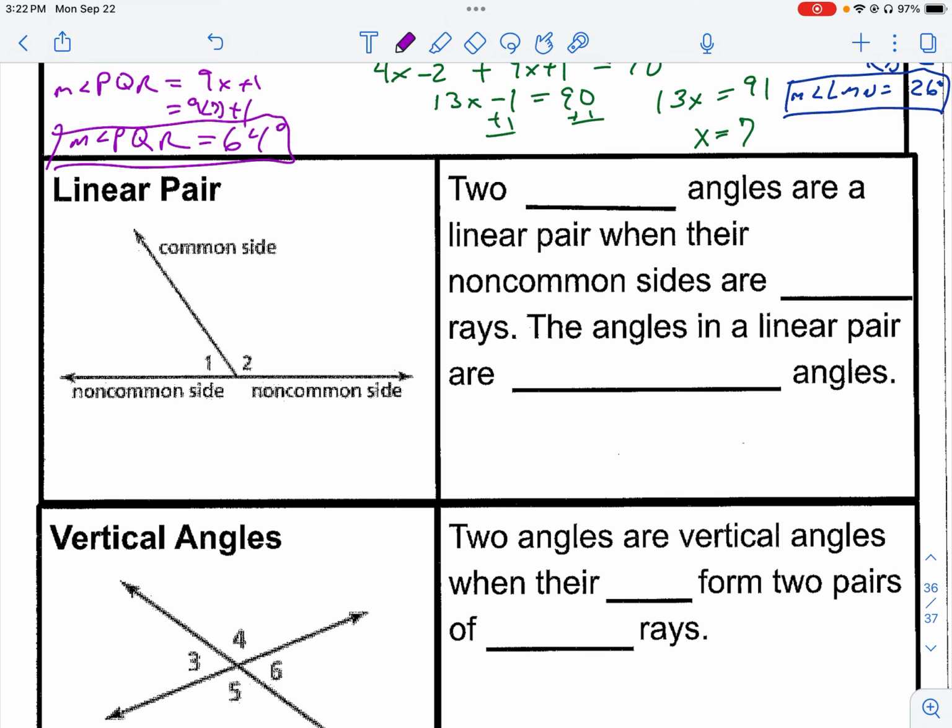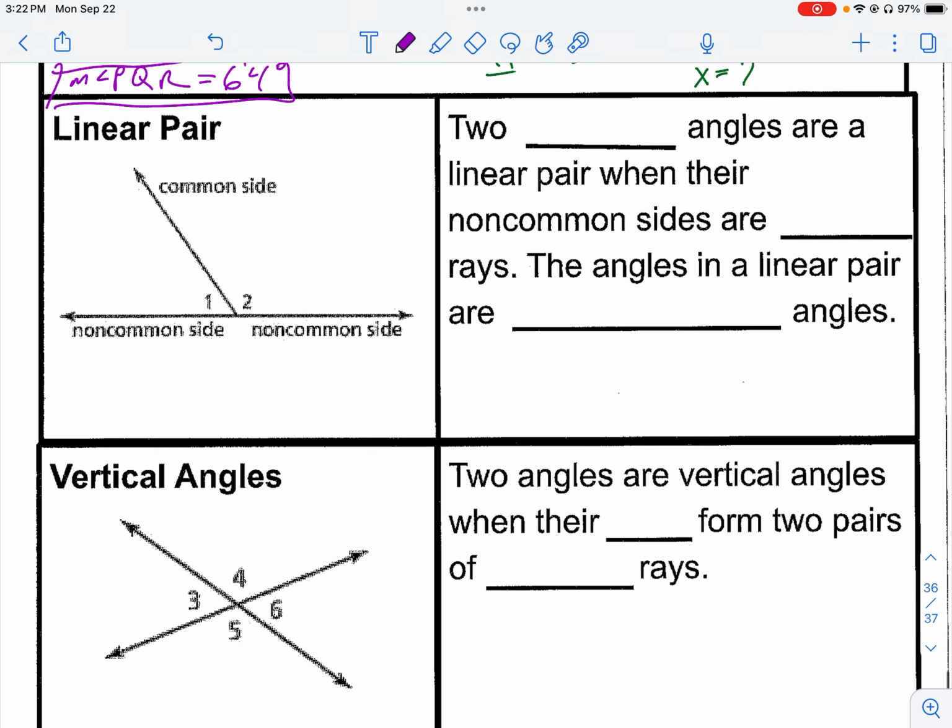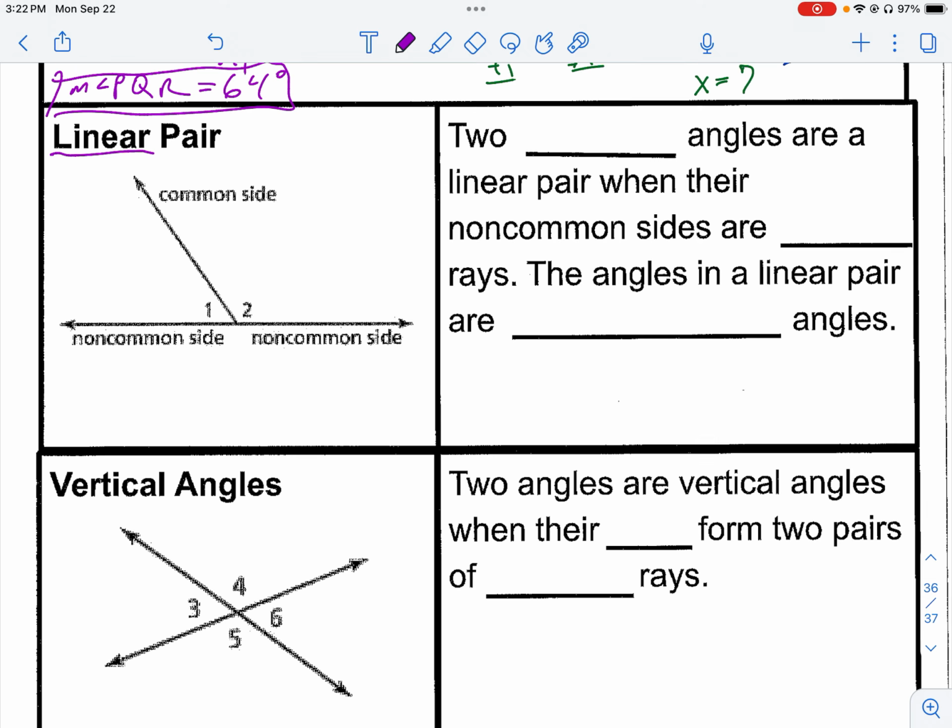All right, so last little bit we're going to do in this section. A linear pair literally means a pair that makes a line. So we need two adjacent angles, and they're a linear pair when their non-common sides are opposite rays, because opposite rays have a common endpoint and form a line. The angles in a linear pair are supplementary angles.